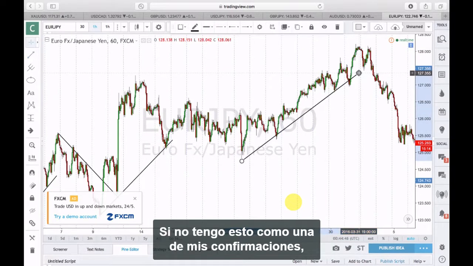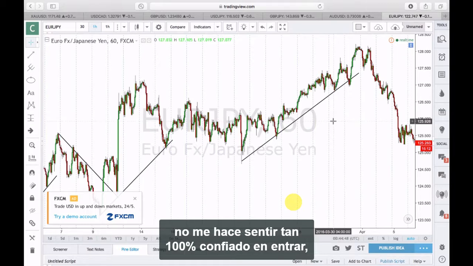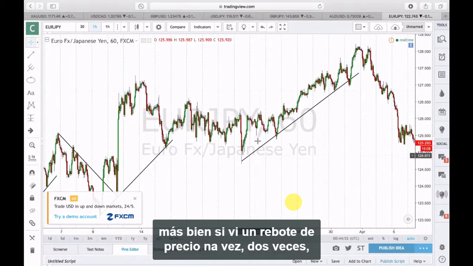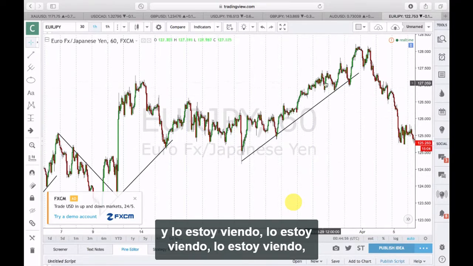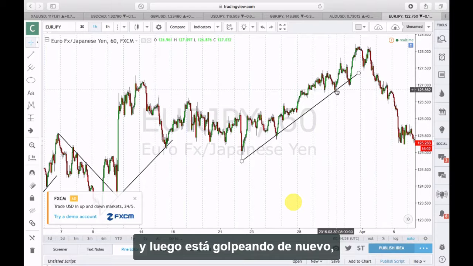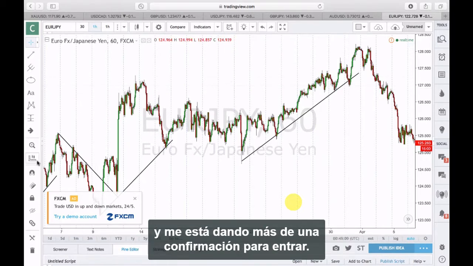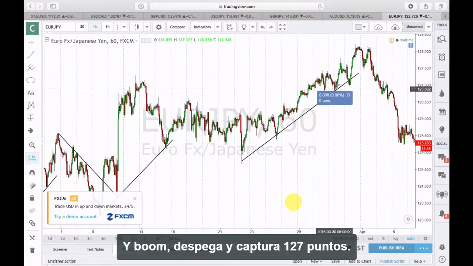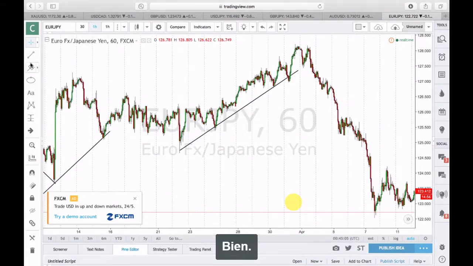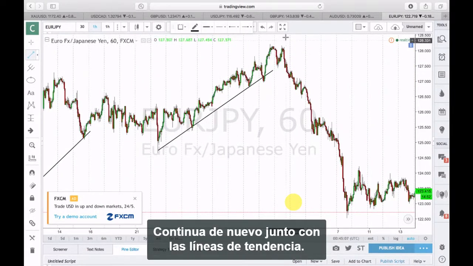If I don't have this as one of my confirmations, it doesn't make me feel as 100% confident in entering. Whereas if I saw a price bounce off once, twice, and I'm watching it, and then it's hitting again, then it's giving me more of a confirmation to enter and boom, take off and catch 127 pips. Okay? Continue again along with trend lines.